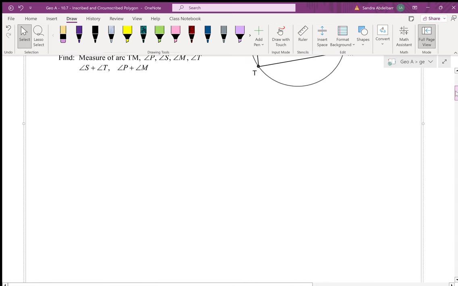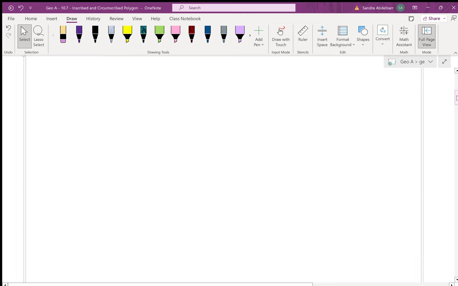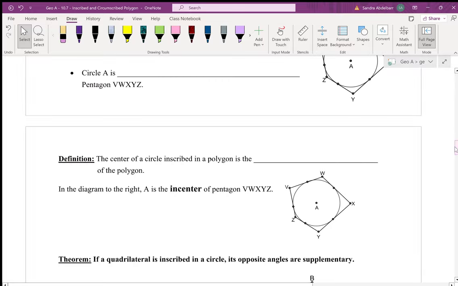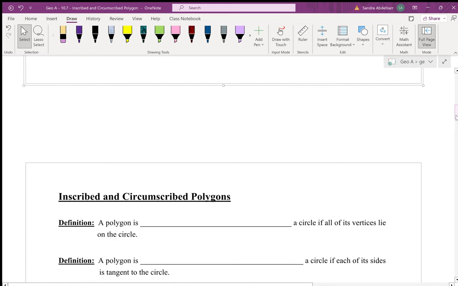Skipping the do now. We have to go over some basic definitions first. I can get there.